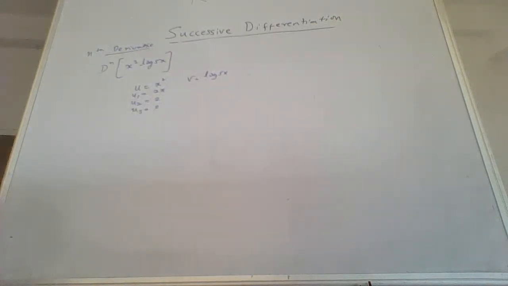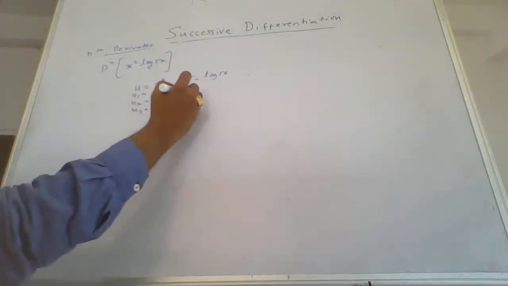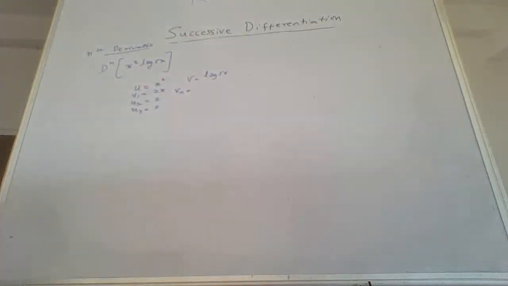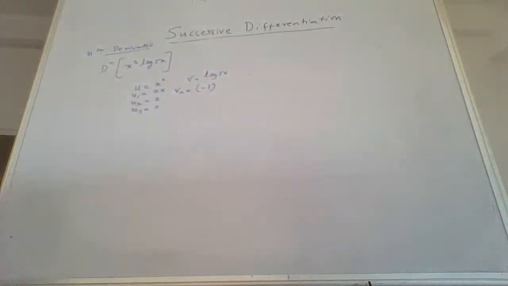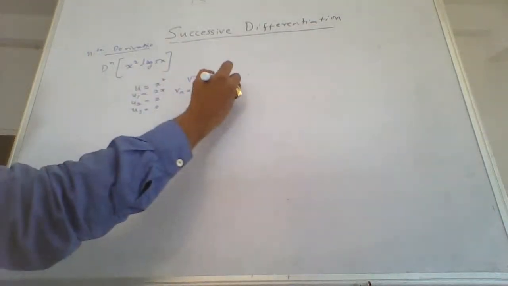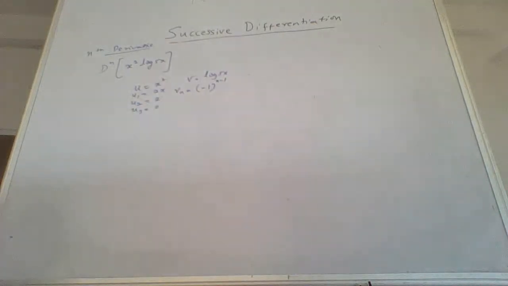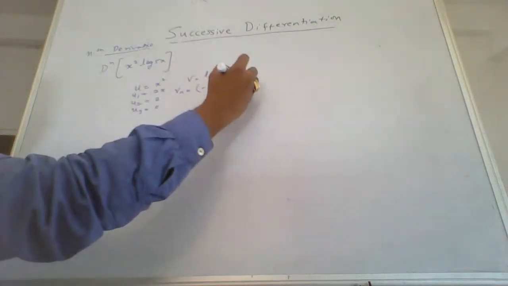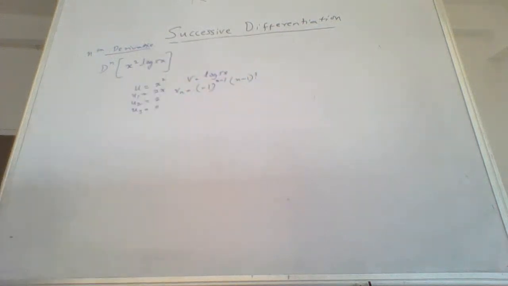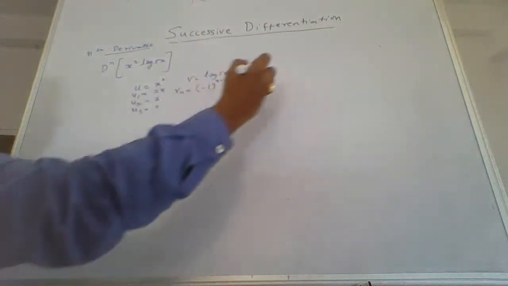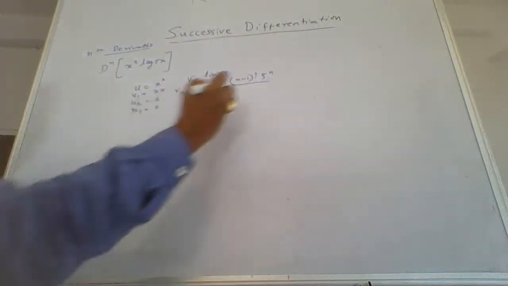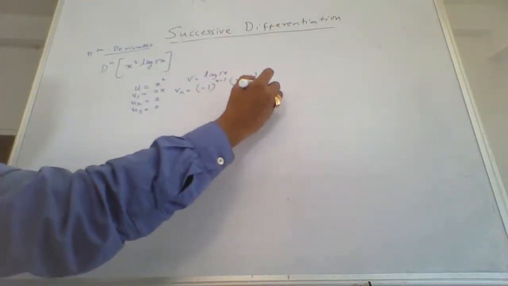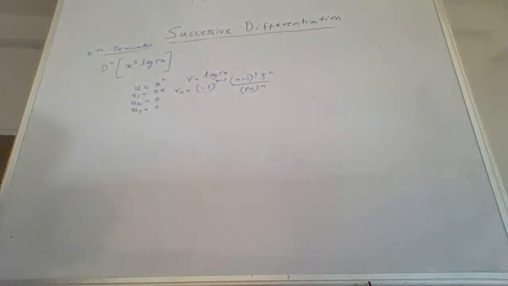Now what would be vn for this? So vn is minus 1 to the power of n minus 1 into n minus 1 factorial, into 5 to the power of n divided by 5x to the power of n. So this is vn.